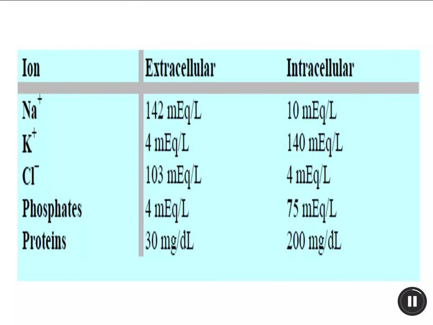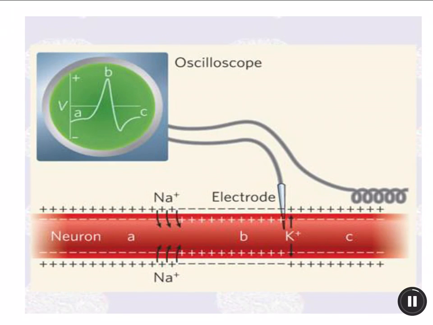Other ions that give the resting membrane potential are chloride, phosphate and protein. The phosphate and protein in the intracellular fluid are more than in the extracellular fluid, and from this table we get the negative charge within the cell and positive charge outside the cells. This part of the figure shows the polarization of cells.